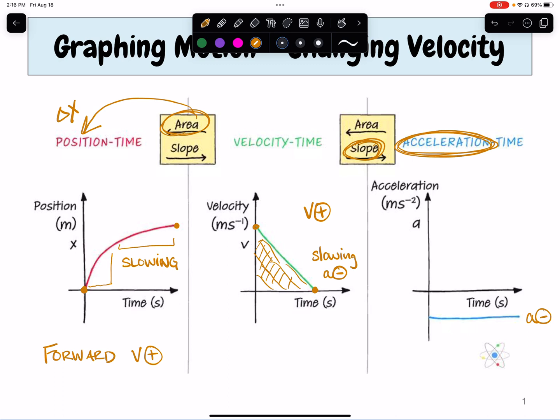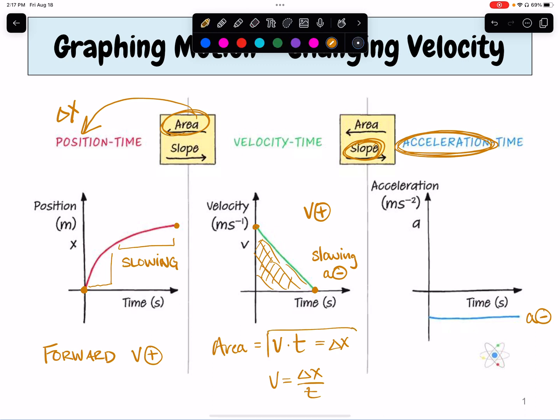If you think about area in this case, the area is going to be equal to the velocity times time. And that velocity times time is going to give us that change in position. Because remember, velocity equals change in position divided by time. So if I multiply the time over, I end up right here. So the area under the curve of a velocity versus time plot is going to tell us the change in position of that object.